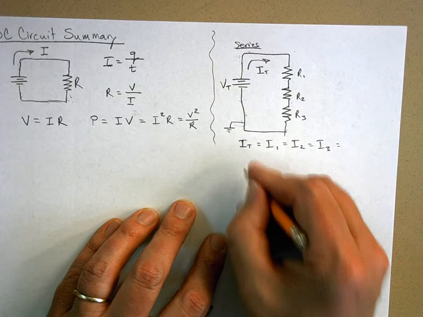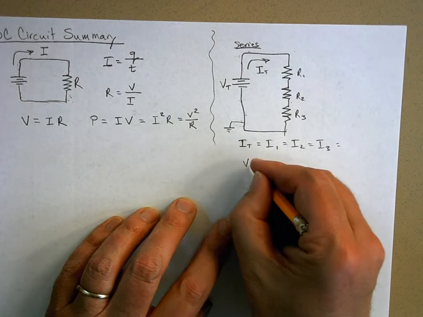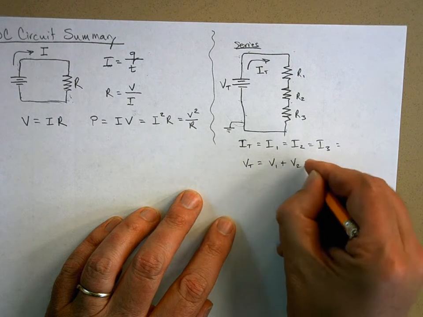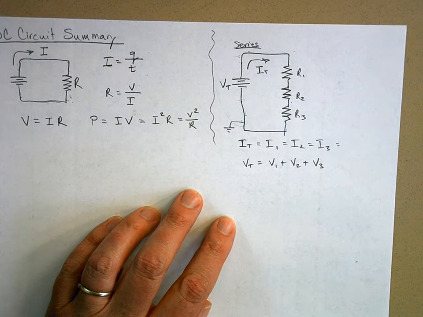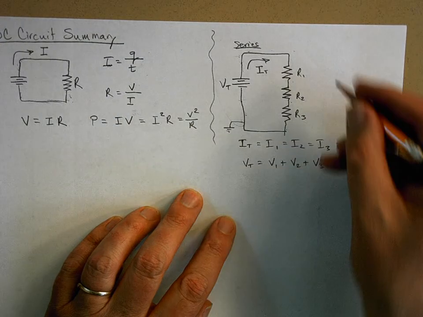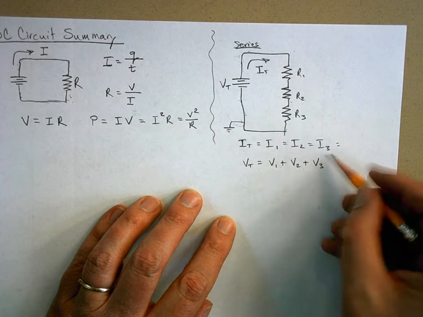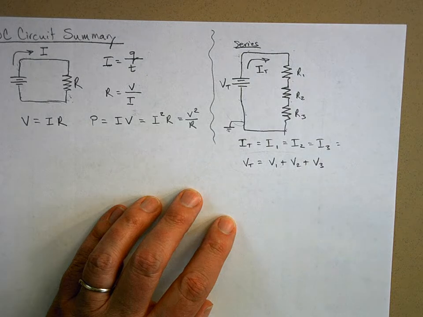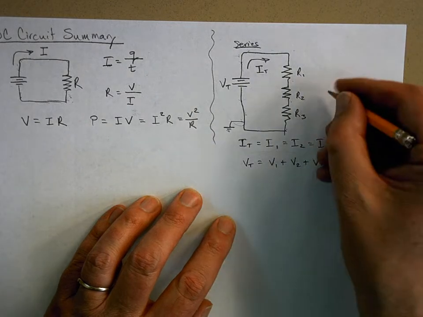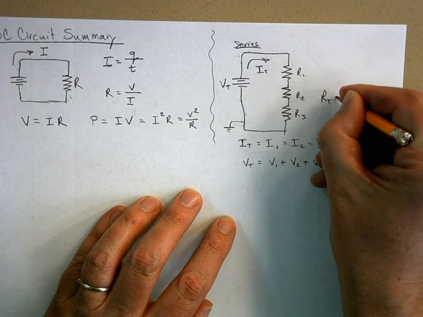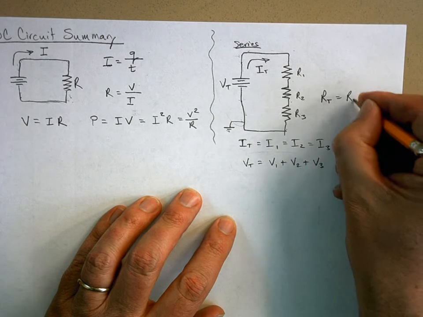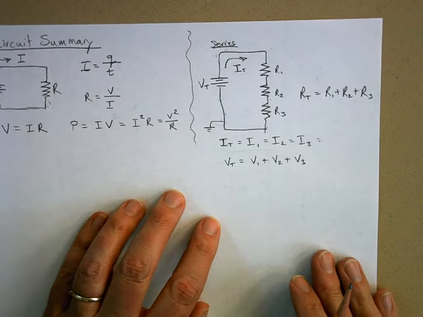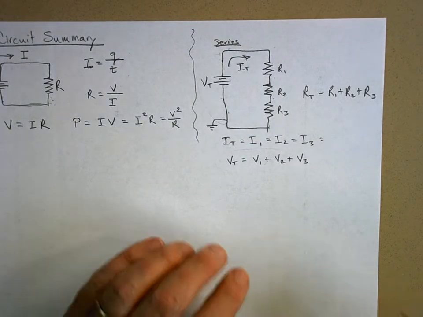So we can say that V total equals V1 plus V2 plus V3. Now, what is the total resistance of the circuit? I can combine this equation with Ohm's law. I'm not going to do this here because this is just a review, but we can say that the total resistance of this circuit is just R1 plus R2 plus R3. Are you sure? I am.